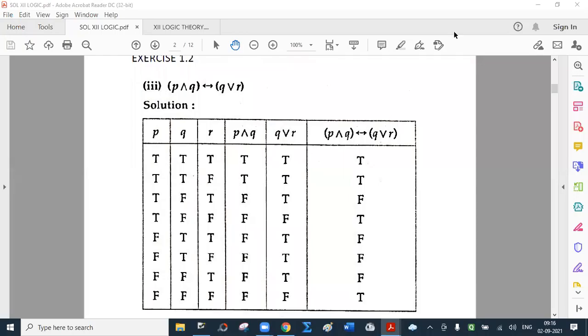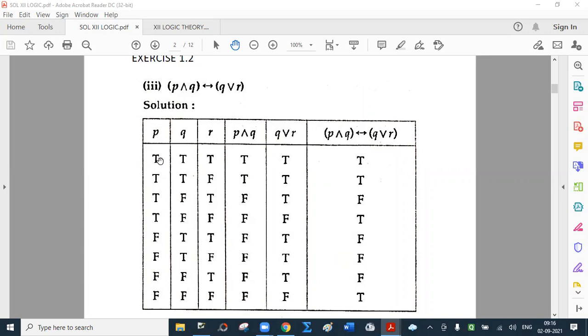Now third statement pattern, P and Q biconditional Q or R. Now here you will notice that there are how many? 3 simple statements. So how many combinations? 2 into 2 into 2, that is 8 combinations. So the first column headed by P, let me explain. 4 times T, 4 times F. Second column headed by Q, 2T, 2F, 2T, 2F. Third column headed by R, TF, TF, TF, TF. I hope this is clear to you.